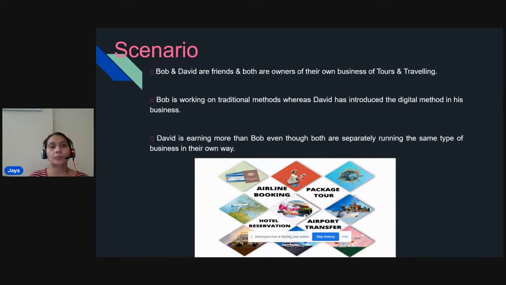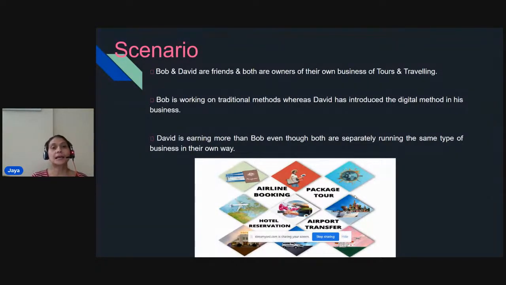David is earning more because he's using a digitalization method for his business, and he's completing all the complaints, requests, and queries of the customers very quickly, very instantly. That is why he's getting more and more business every day. Whereas Bob is doing the job in a physical manner, taking all the complaints and requests physically, which takes a lot of time. In today's world, customers don't want to wait for their service to be completed. They want an instant resolution for their request. That is why Bob is struggling in his business, whereas David is running his business in a very smooth way.